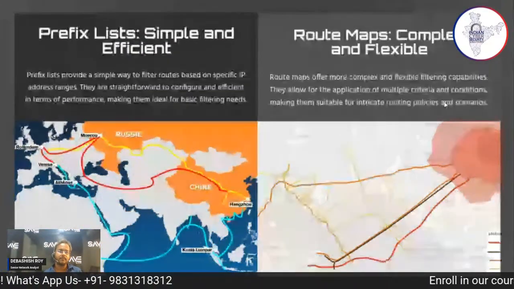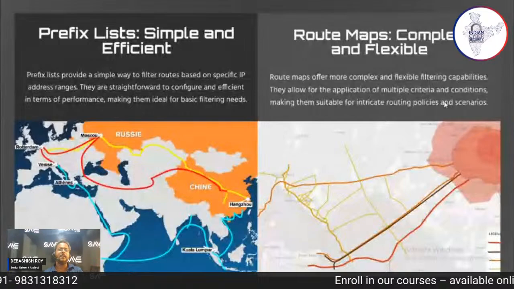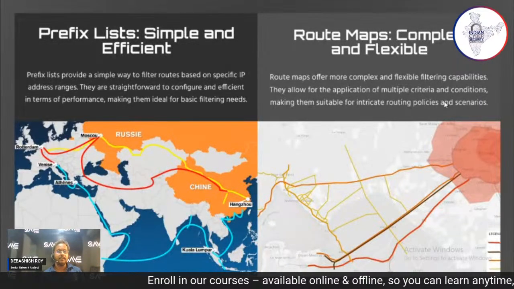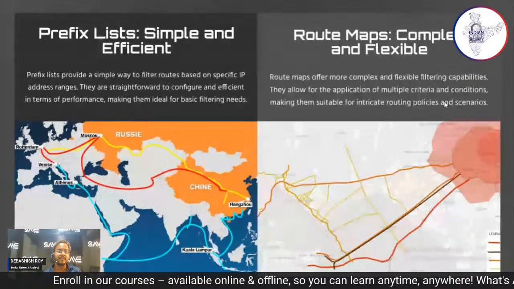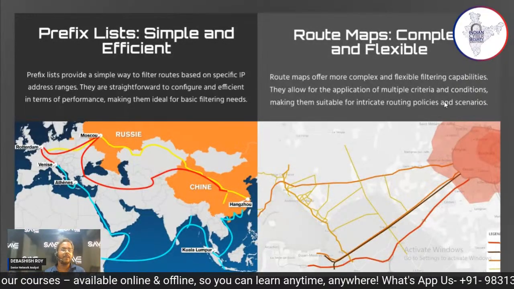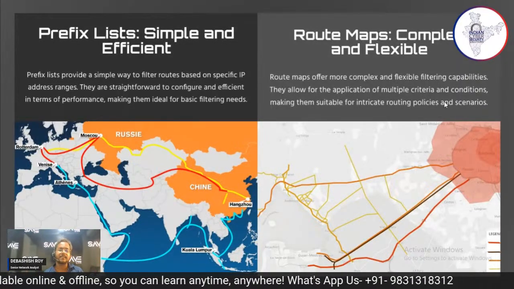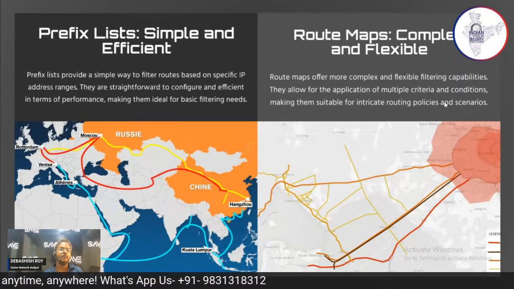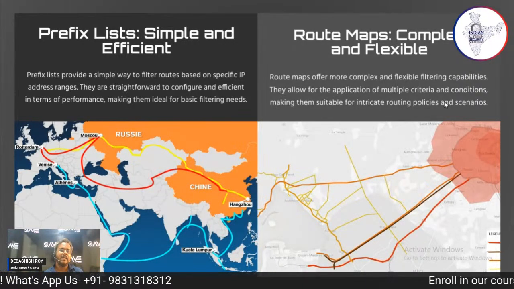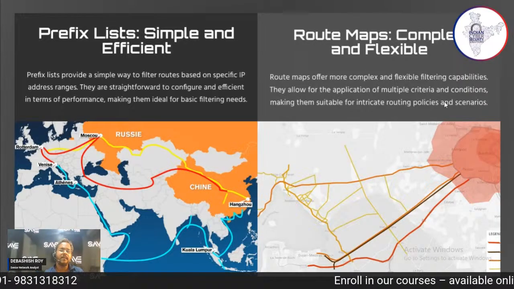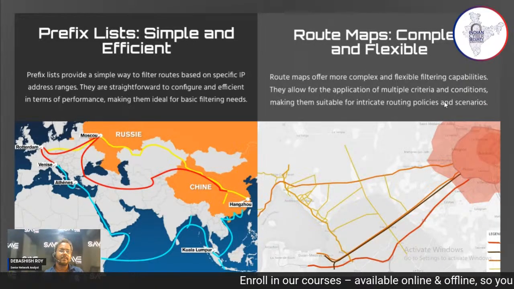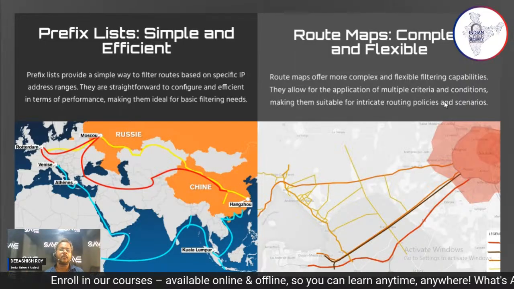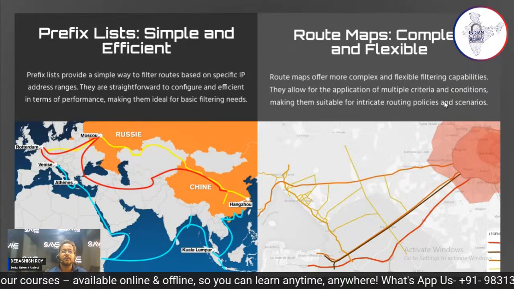Then you have something for filtering purposes, like in OSPF or EIGRP. Also you have the prefix list. In EIGRP or OSPF we have the prefix list, the access list, and the route maps. Here route map is used extensively in BGP filtering, but along with it you have the prefix list, which is simple and efficient, and it provides a simple way to filter routes based on a specific IP address range. So you can give a CIDR value just like in EIGRP or OSPF, and it's a straightforward process to configure and efficient in terms of performance.